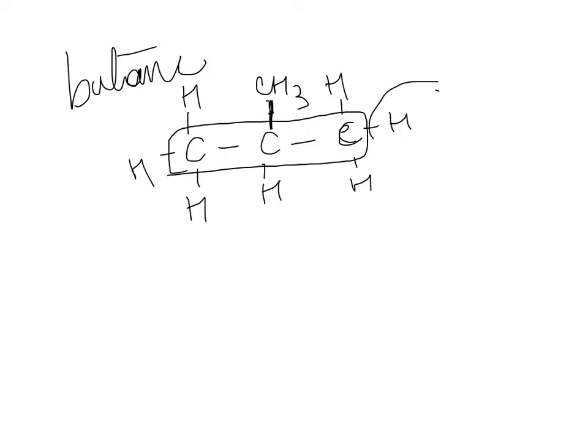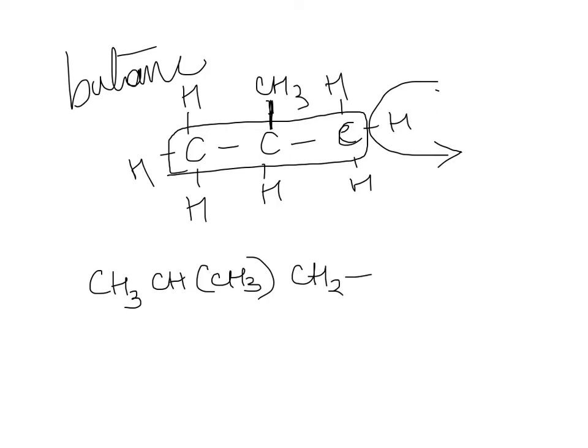Now if you remove this one, you will get CH3, CH, CH3. Understand the parenthesis? CH2 with a free position, right? So this is isobutyl because it is forming from isobutane. Isobutyl. Now there could be another situation.